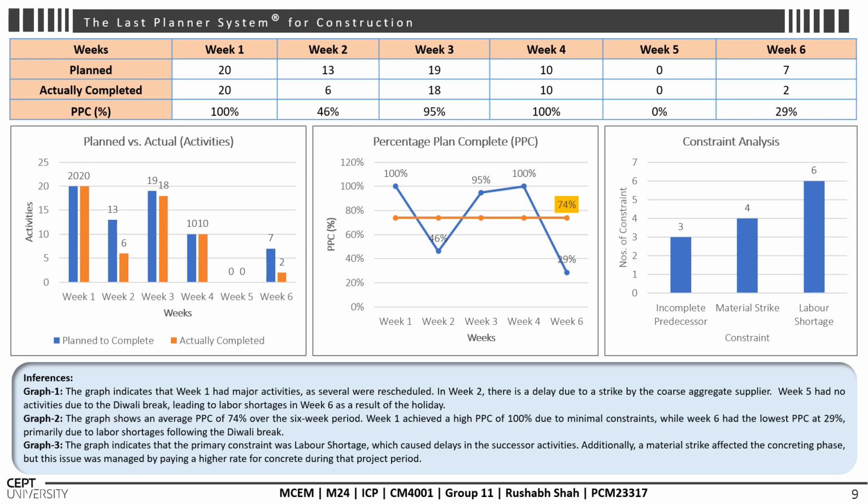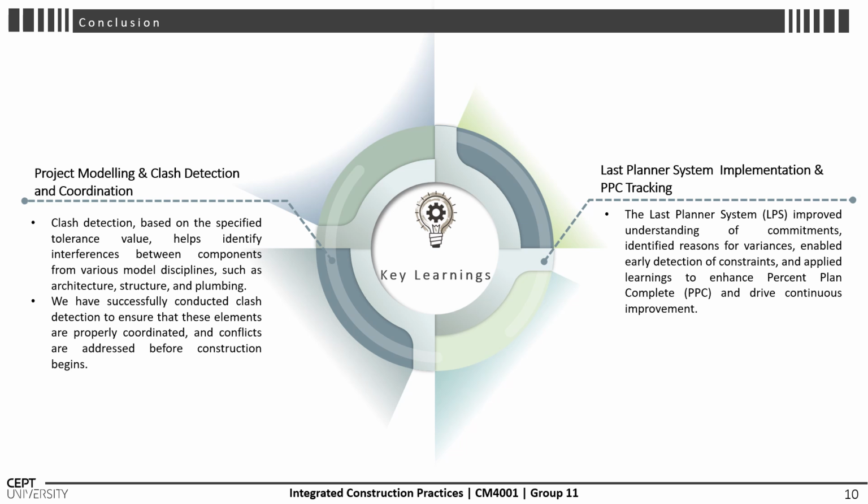Coming to the conclusion, in clash detection and interference check, clash detection based on the specific tolerance value helps identify interference between components from various model disciplines such as architectural, structural, and plumbing. We have successfully conducted clash detection to ensure that these elements are properly coordinated and conflicts are addressed before construction begins. The next conclusion is for LPS.